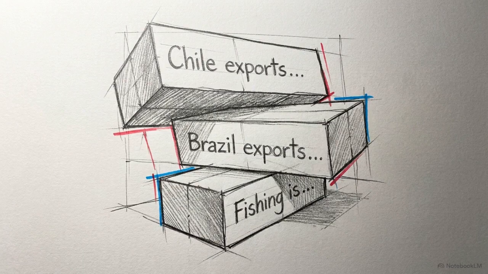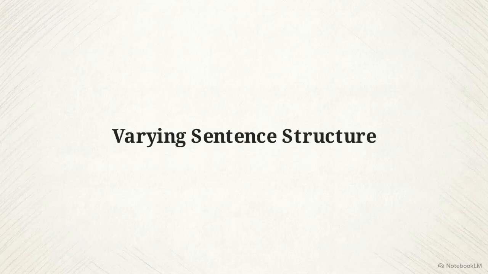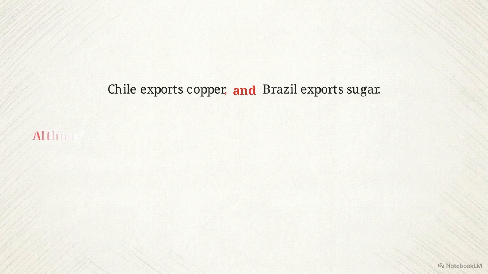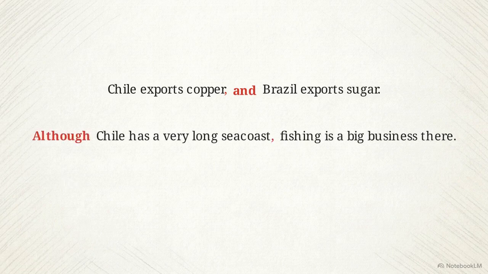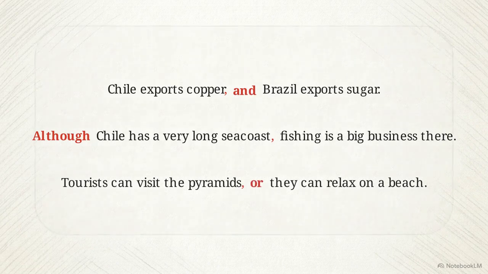Let's return to that stiff, robotic paragraph from the beginning of the video. Listen to how those exact same facts sound when we intentionally vary the structure. Chile exports copper, and Brazil exports sugar. Although Chile has a very long seacoast, fishing is a big business there. Tourists can visit the pyramids, or they can relax on a beach. The rhythm is immediately smoother.